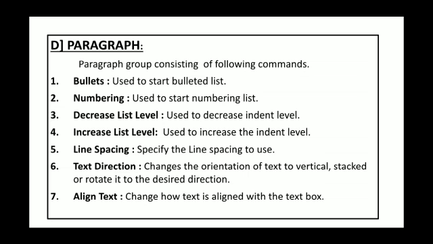Numbering, used to start a numbered list. Here numbers will be given, Roman letters, normal letters, or ABC, like that. That also you can give as an ordered list, that is numbering. Decrease list level, used to decrease indent level. It is used in a paragraph, where you can increase and decrease the paragraph indents. There will be left indent, center indent, right indent and decimal indent. That you are studying in MS Word; that level of indent sizes you can decrease and increase by this option. Decrease indent level, increase indent level.